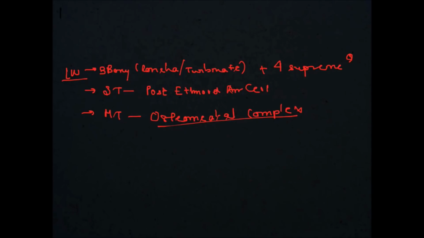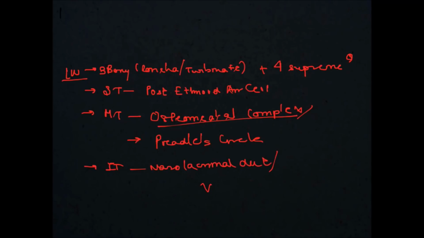Next, the osteomeatal complex is also known as Picard's circle. Next, inferior turbinate: opening of the nasolacrimal duct, guarded by the valve of Hasner. Very good. This is a very important question.